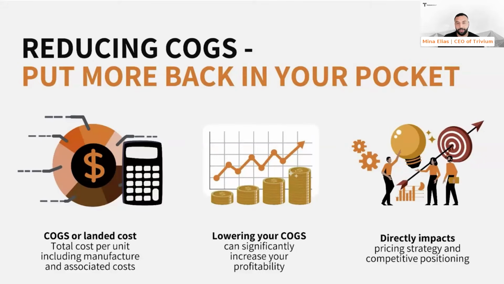COGS is basically your cost of goods sold, which is the manufacturing cost and the shipping cost and everything, all the way up until Amazon. So if your manufacturer says, I'm going to make your product for $4 per unit, and then to ship it from here to America is going to cost you $1,000 for 1,000 units. That's another $1. So now you're at 5.